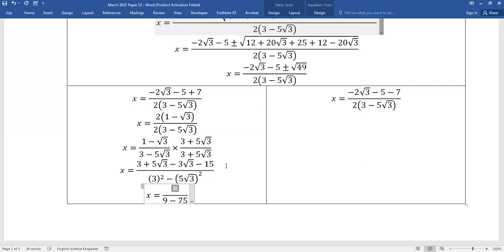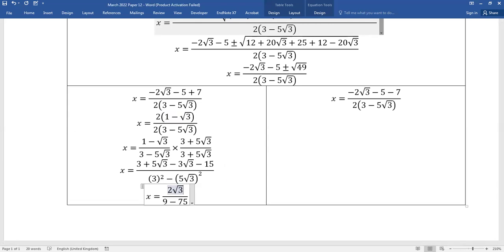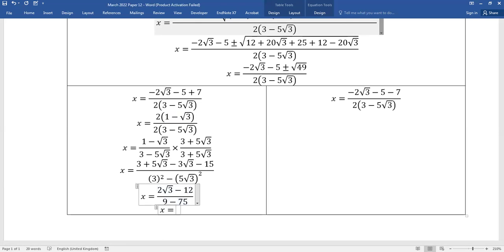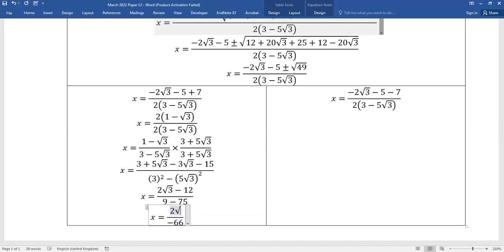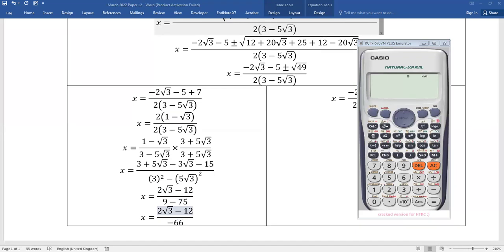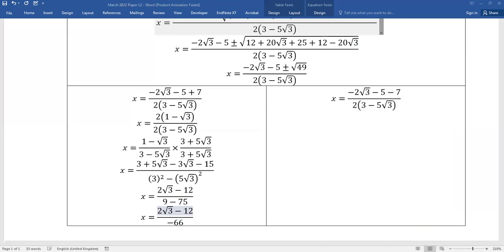And in the numerator, we get 2 square root of 3 minus 12. So when we subtract, you will get negative 64. No, 66, sorry. 2 square root of 3 minus 12. So let's simplify it without using your calculator.